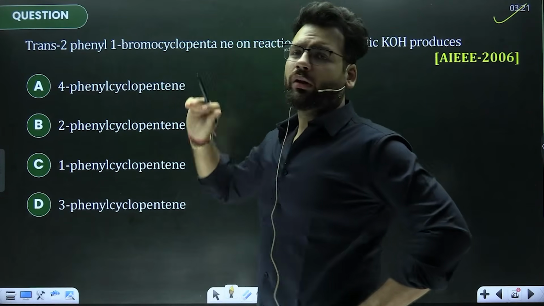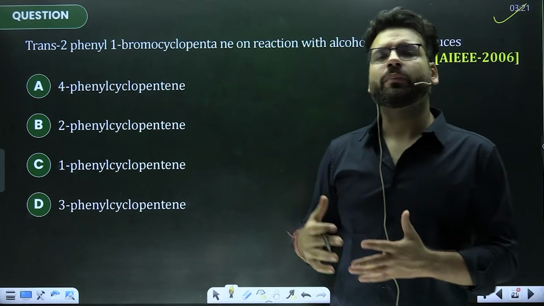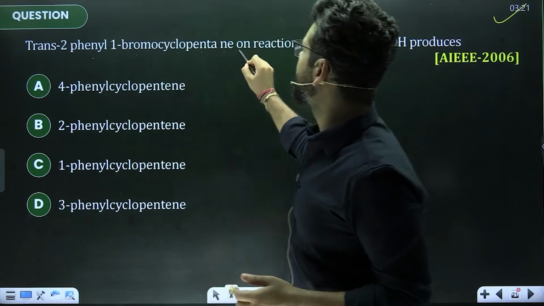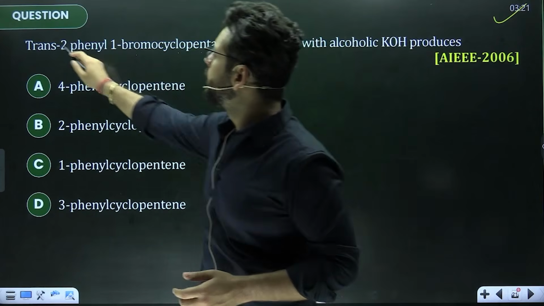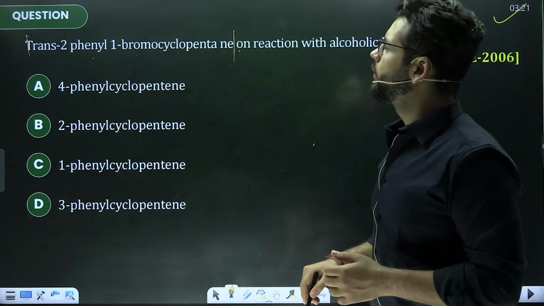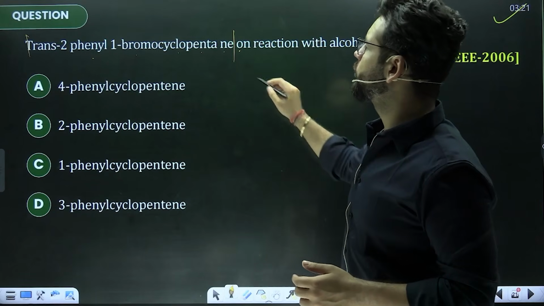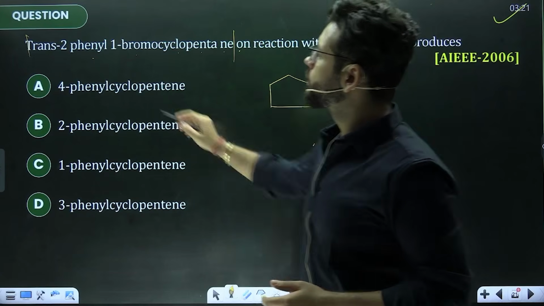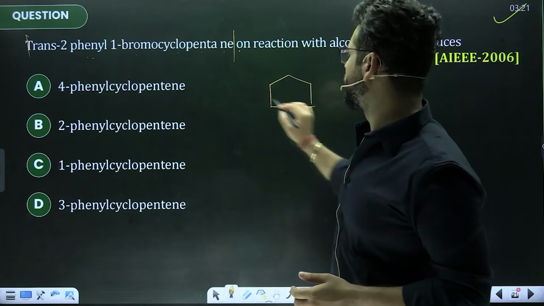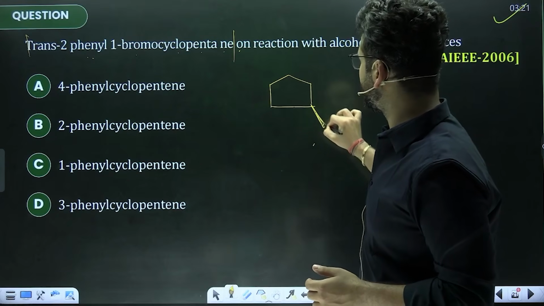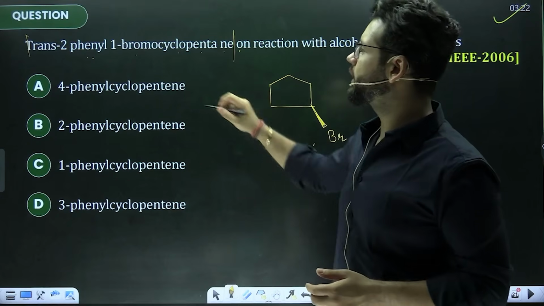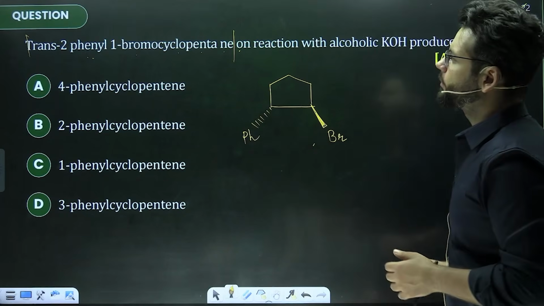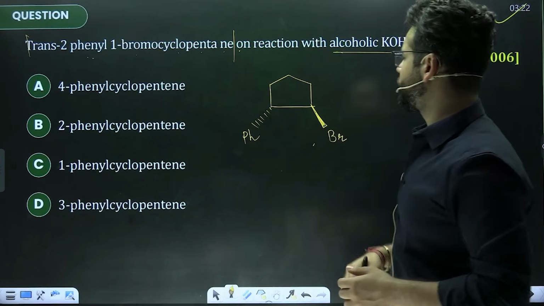Right. So the questions which are asked in the previous years from the preparation of alkenes and alkynes. They are saying trans 2-phenyl 1-bromocyclopentane. So we have taken a cyclopentane, 2-phenyl, 1-bromo. So there is a bromo here. I am keeping it outside of the board. Since it is trans, that means the phenyl is behind the board here. This is the compound on reaction with alcoholic KOH.